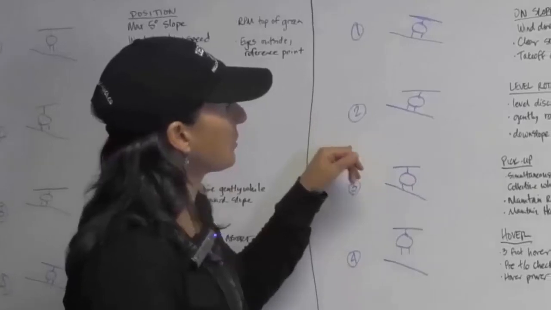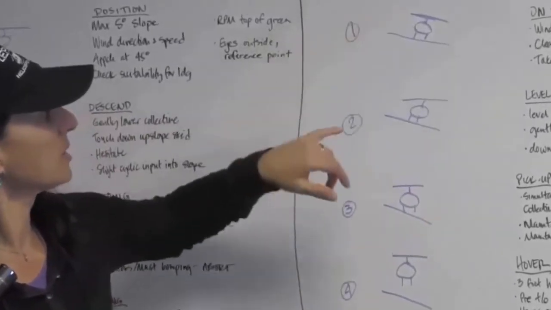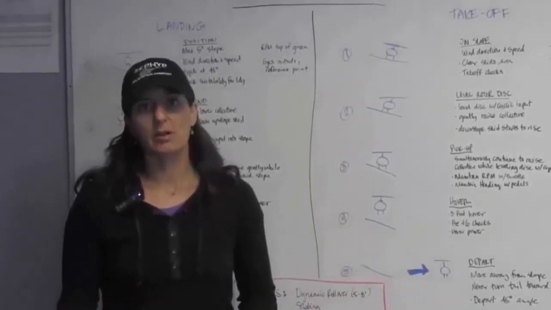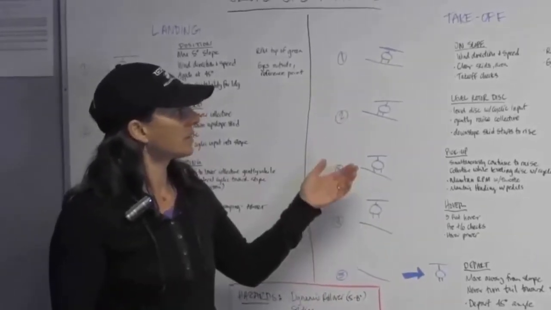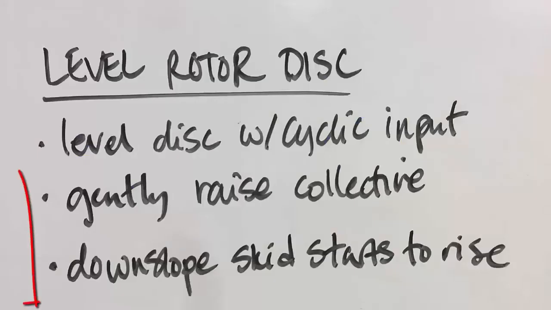On step 2, you're going to level your rotor disc. So here the rotor disc is parallel with the slope. Here you're going to start to add right lateral cyclic, put some pressure against the slope. Now you want to be leveling the rotor disc with the horizon instead of the slope. So you're going to start to gently raise your collective.